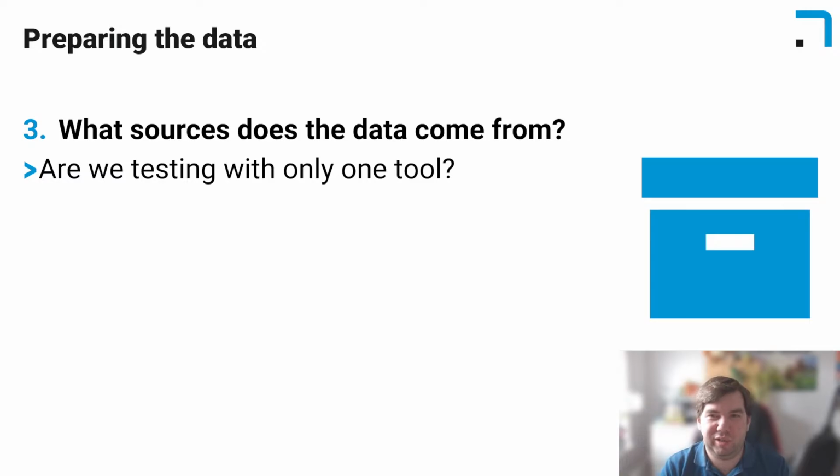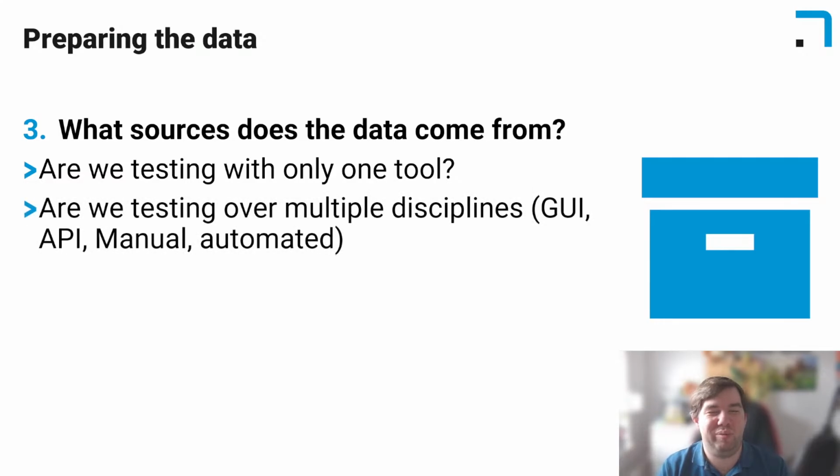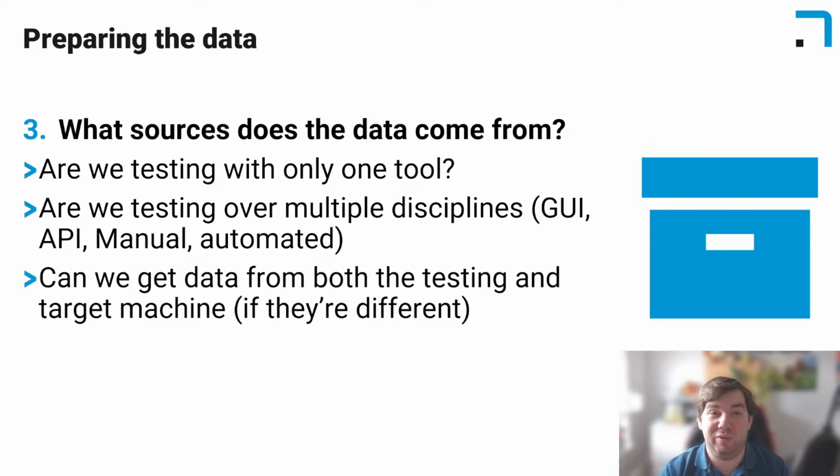It should give us a good overall image. But unfortunately, testing isn't always as simple, and we may be testing over multiple disciplines, with things like a graphical user interface or using API calls, looking at manual testing as well as automated testing. How are we testing? Where does it come from? What tools are we using? And this is one that's especially true for automated testing. Can we get data from both the testing machine that we're on right now and our target machine, if they are different?